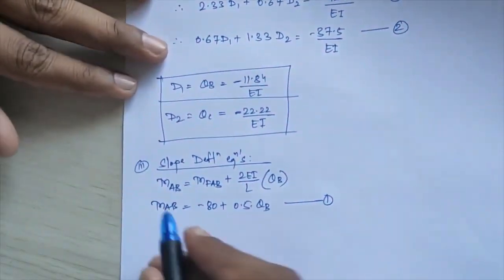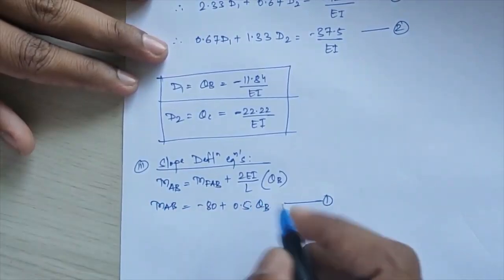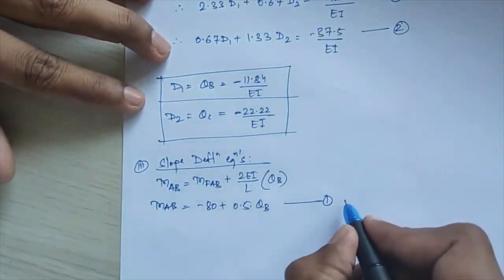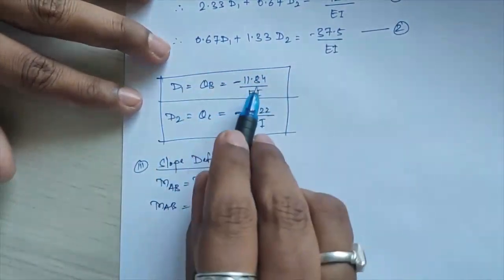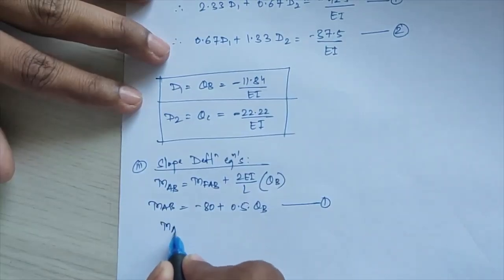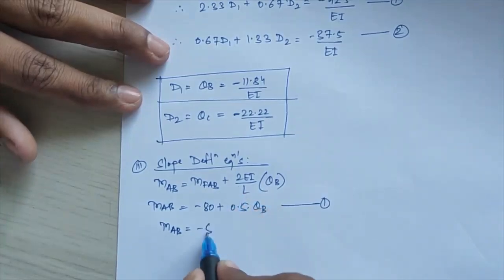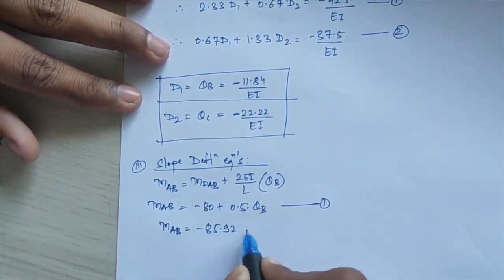Next, in this equation I'll substitute the value of theta B. If I substitute theta B equal to minus 11.84, I get MAB equal to minus 85.92 kilonewton meter.